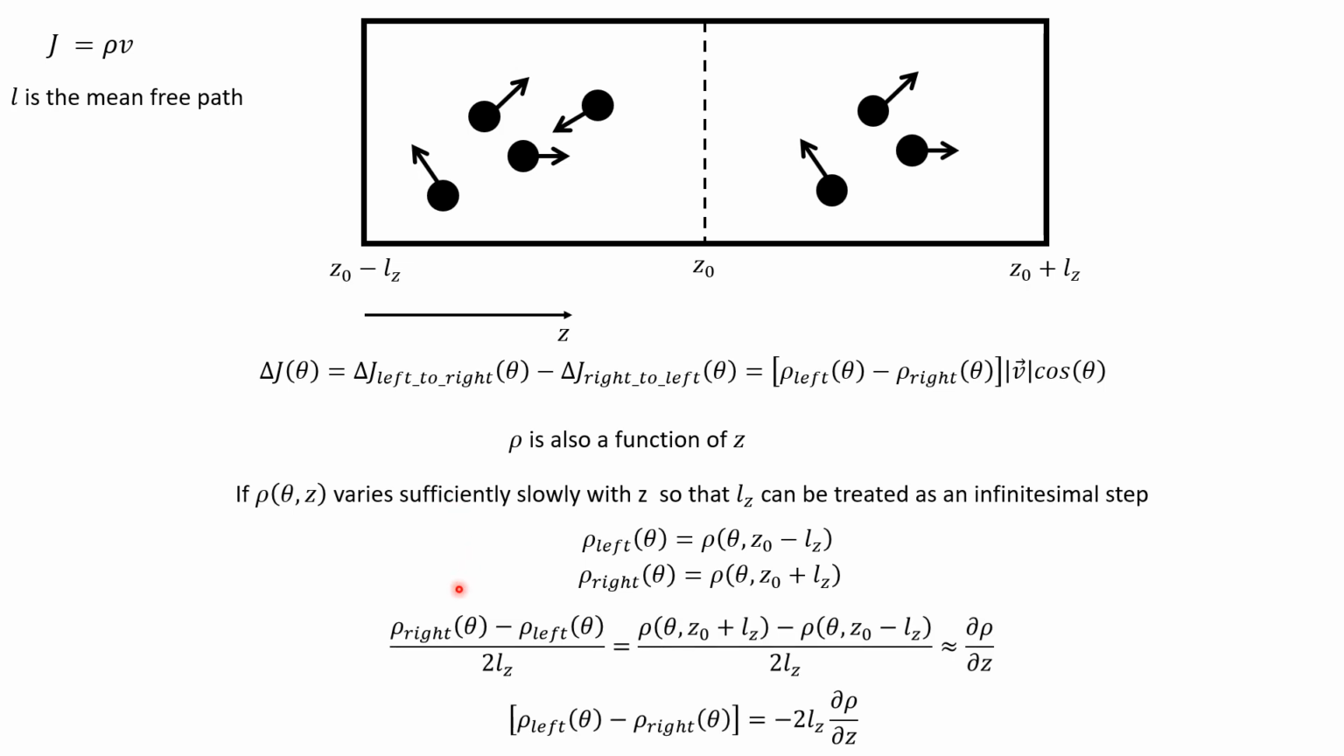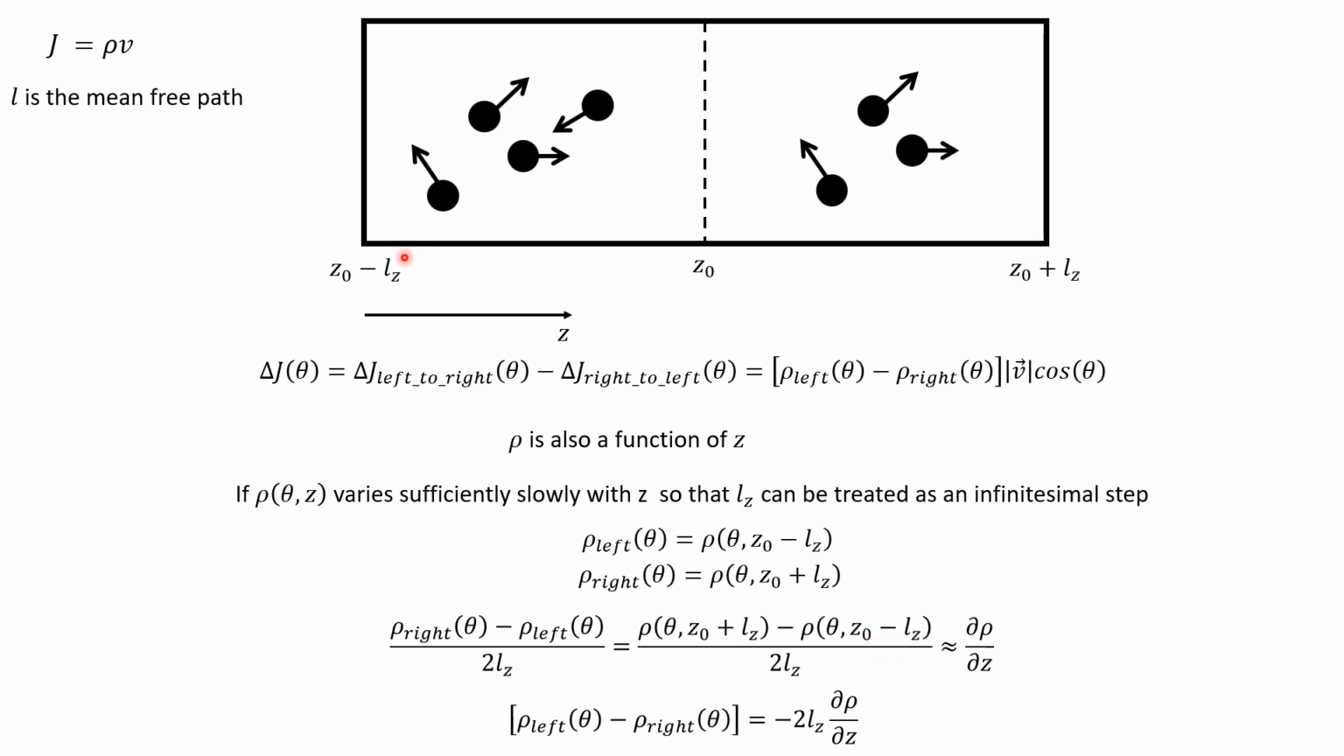We can also subtract the concentration in the left from the concentration in the right and divide by 2Lz. If we do that, we are essentially taking the partial derivative of the concentration with respect to z, because that's going to be the concentration evaluated at the point z0 plus Lz minus the concentration evaluated at the point z0 minus Lz.